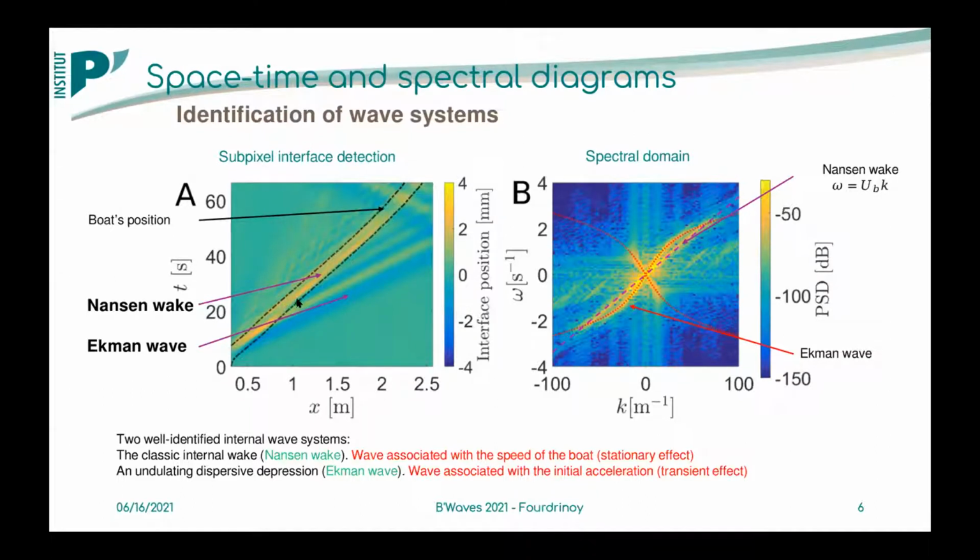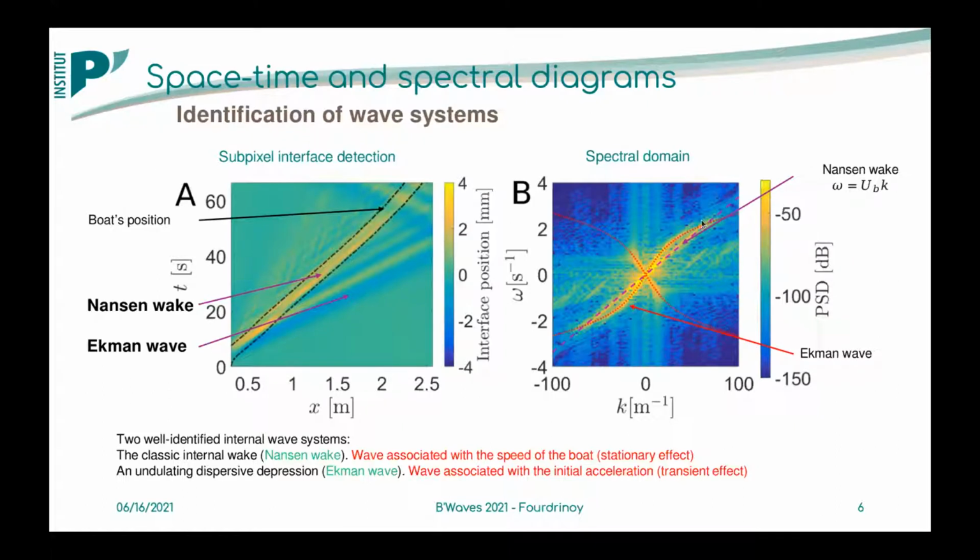This is a classical internal wake glued to the boat and depending on its speed. And the second is what we will call the Ekman wave. It's this depression escaping from the bow of the boat and followed by a wave train, just here. Using a Fourier transform, we can move into the spectral domain. We find again our two systems. The Nansen wake provides energy around the advected branch, just here in purple.